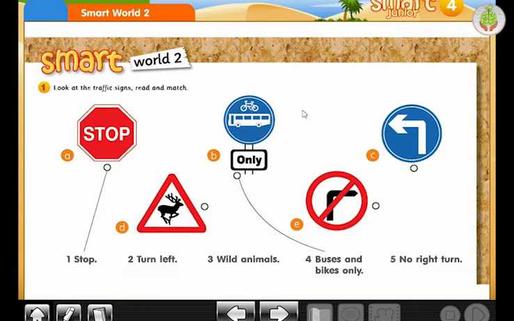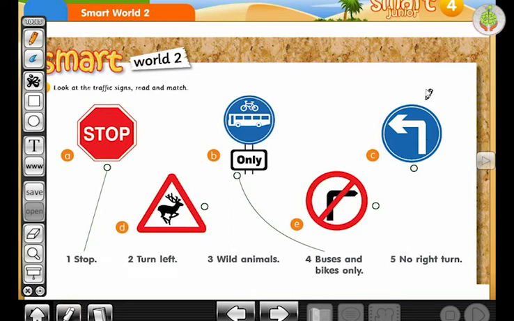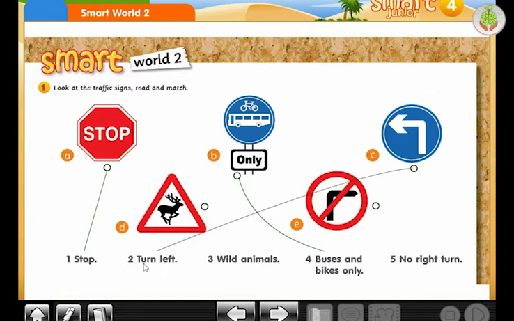C. C, which direction is this? Okay, now let me remind you that this is the right. Very good. Right. What about this direction? What do we call it? This is left. Very good. So, which direction is this? This is the left direction. So, turn left. Very good. We're going to match with turn left.